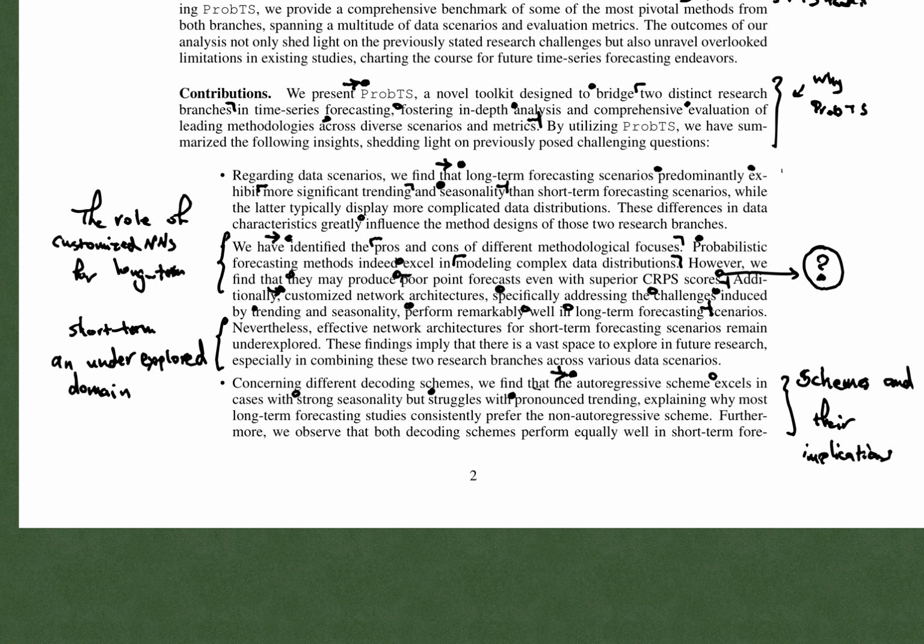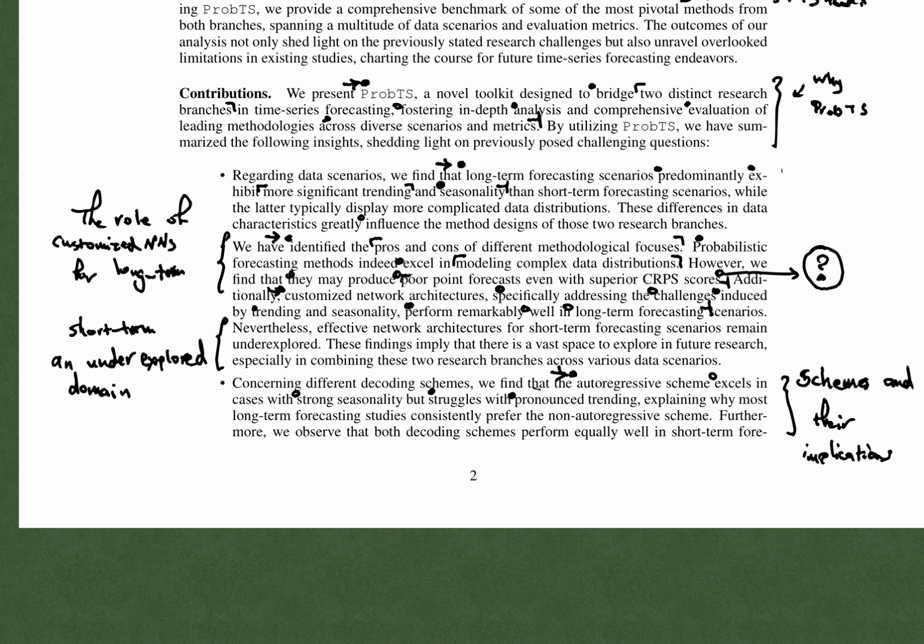Now, they find that customized network architectures, those that have inductive bias for time series, specifically addressing the challenges induced by trending and seasonality, perform remarkably well in long-term forecasting. So that's another thing that they have. And they look at the underexplored domain of effective network architectures for short-term forecasting and basically provide incentive for future research in this domain as well.